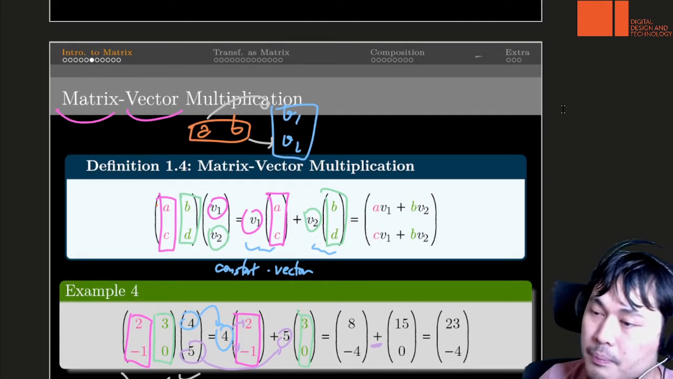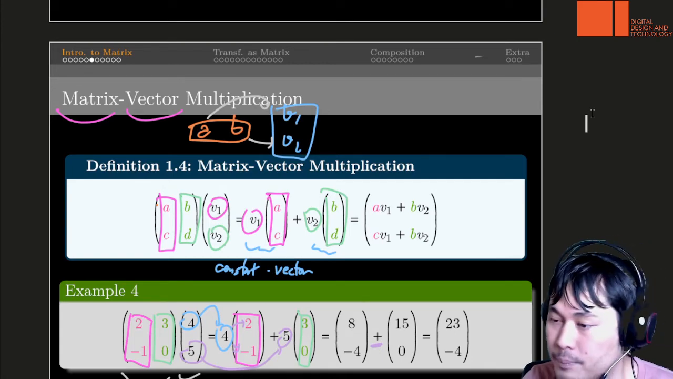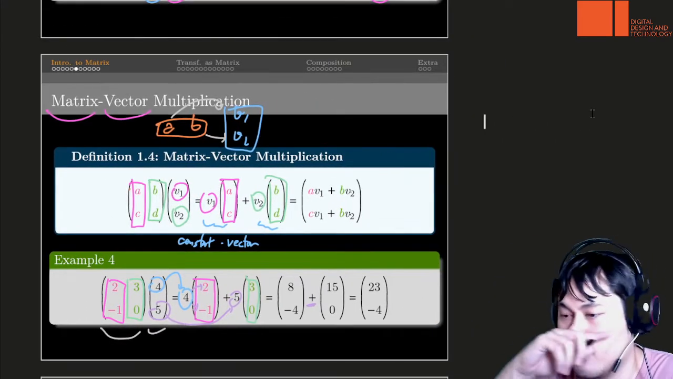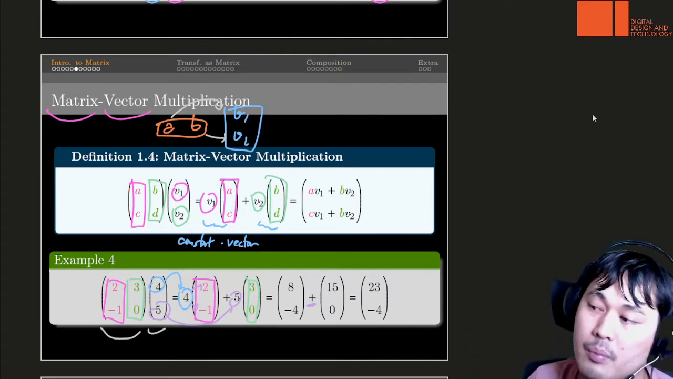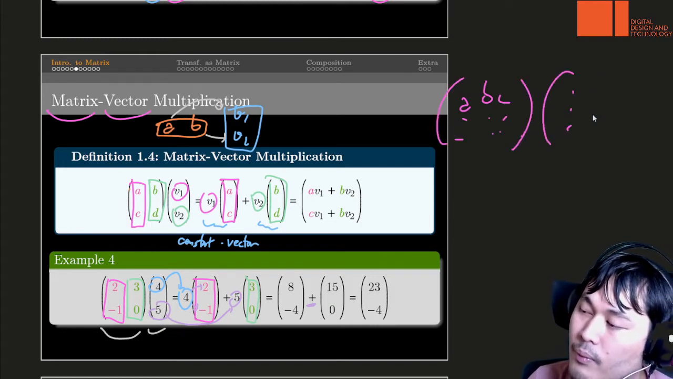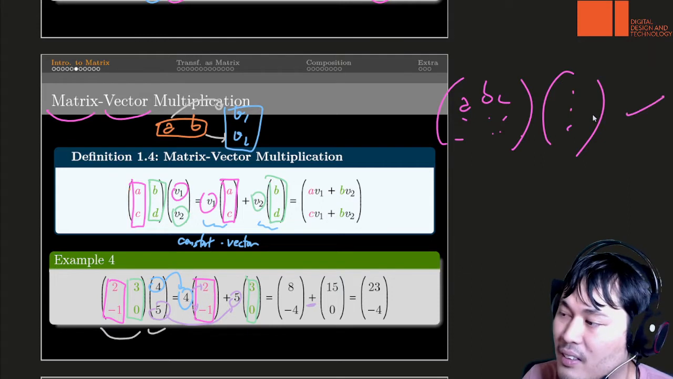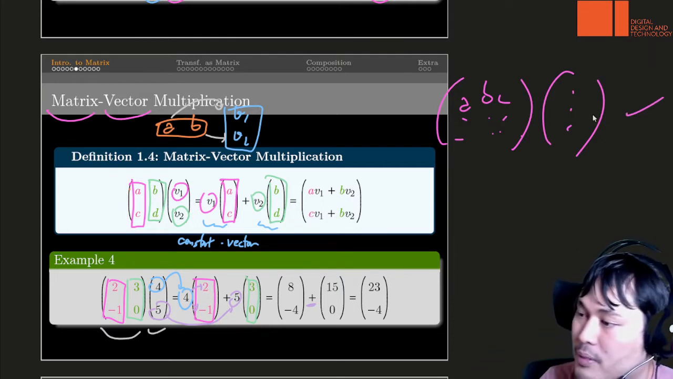So that's how you accomplish matrix vector multiplication. And this is a special case for this class, where we study two-dimensional transformation. There are actually ways you can multiply a 3 by 3 matrix to a 1 by 3 vector, and that works too, using a similar concept.